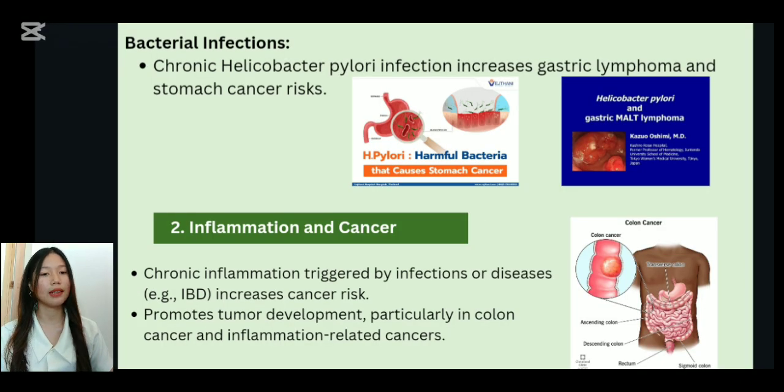So next is bacterial infections. So bacterial infections can actually cause cancer. Infections can lead to cancer by causing chronic inflammation, which damages cells and their DNA over time. Some bacteria and viruses release toxins or interfere with normal cell processes, leading to mutations. For example, Helicobacter pylori infection causes stomach inflammation, increasing stomach cancer risk.